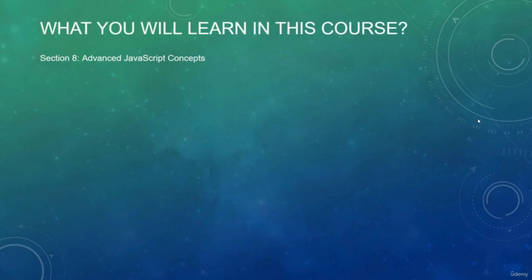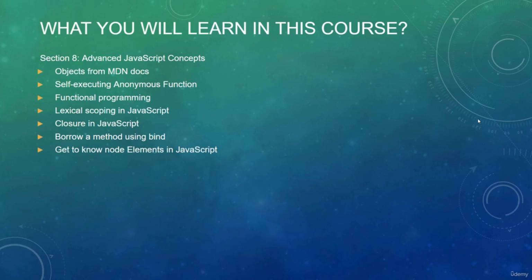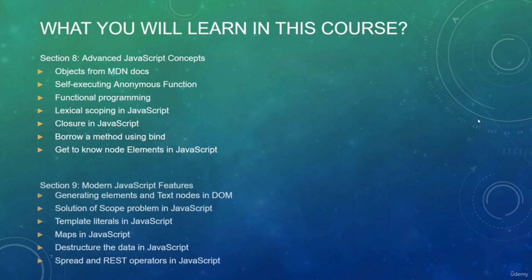In our next section, advanced JavaScript concepts, we will learn about objects from MDN docs. We will learn how you can self-execute an anonymous function. Then we will deep dive into functional programming. We will learn about lexical scoping in JavaScript. We will learn about closures. Then we will learn how you can borrow a method using bind. We will also learn about node elements in JavaScript.